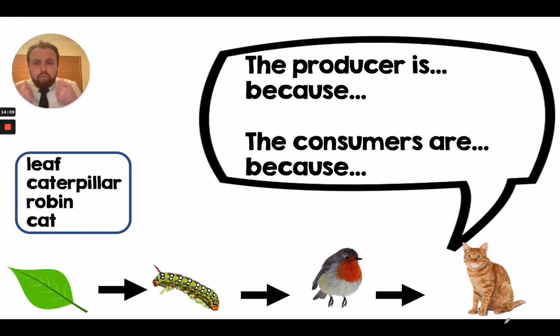What is the producer and why? The producer is because, and what is the consumer, or what are the consumers and why? The consumers are because. So hit pause now and have a go at explaining which plants and animals are the producers and consumers. Hit pause now, please.